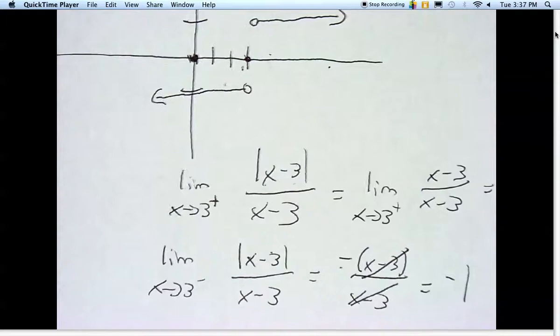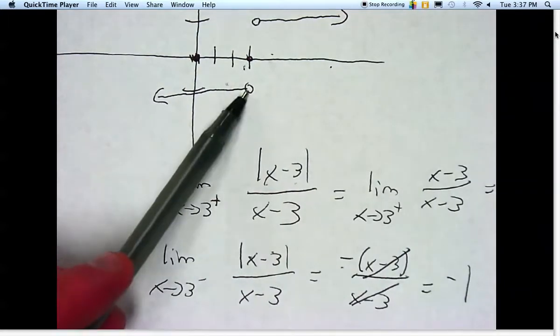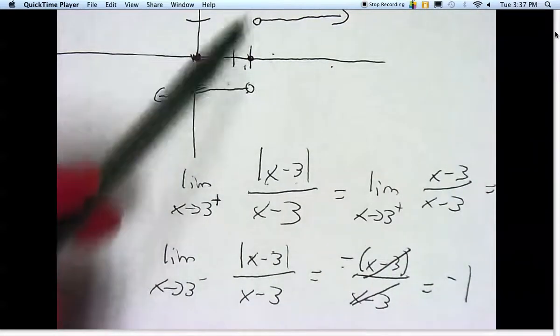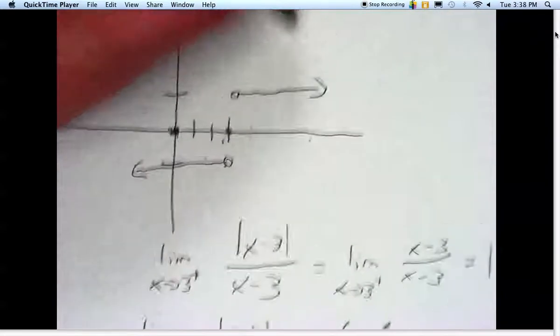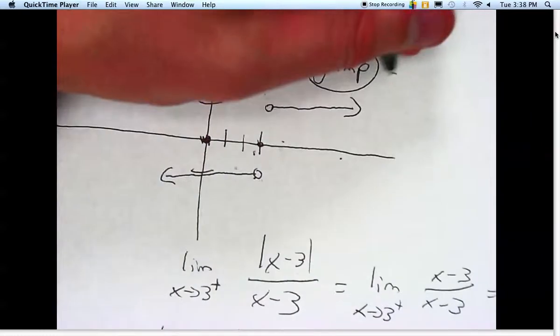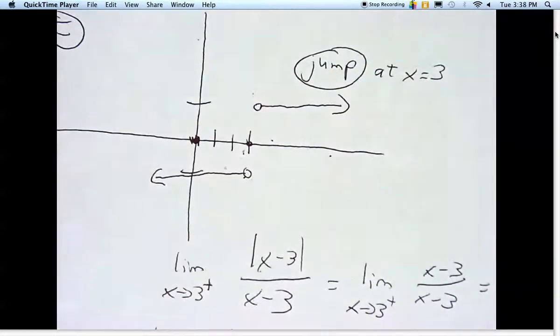All that put together tells me that what's going on at 3 is a jump discontinuity. There's a jump here, jumping from one value to the next. Everything else is perfectly fine. It's just those flat horizontal lines, and so just one discontinuity.